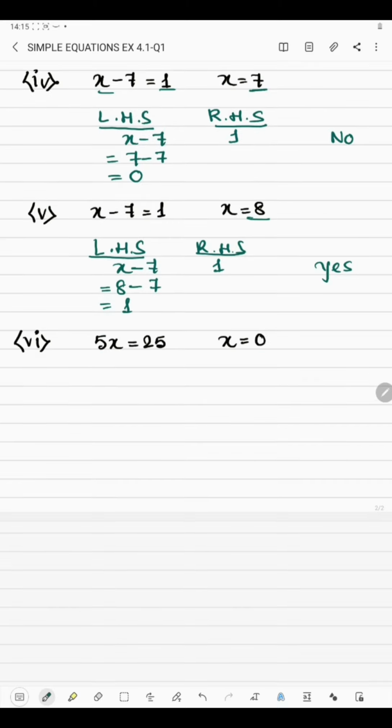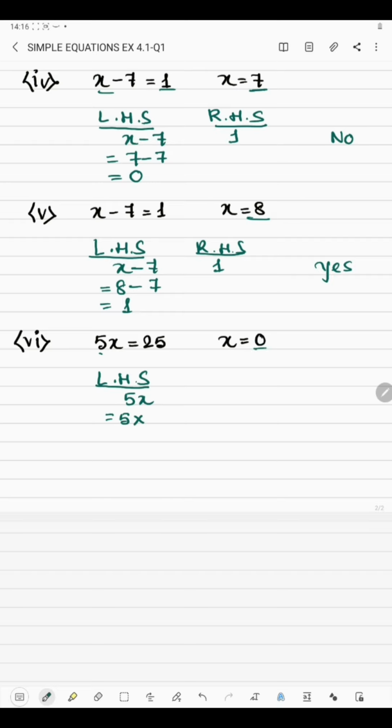Now in the sixth part we have 5x is equal to 25. So we'll write 5x, because this is there on the left hand side. 5x means 5 is multiplied by x.